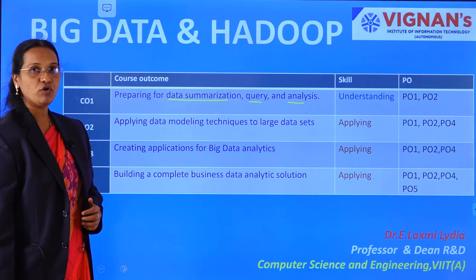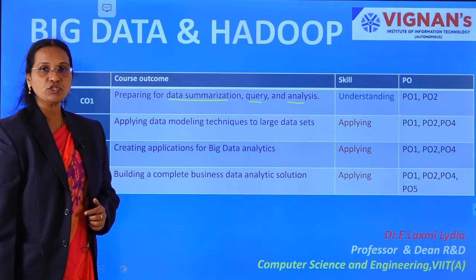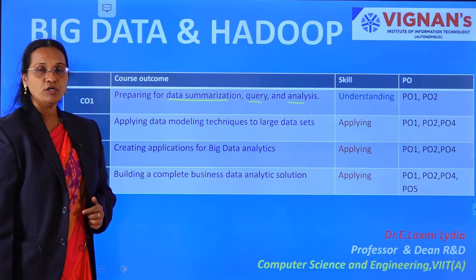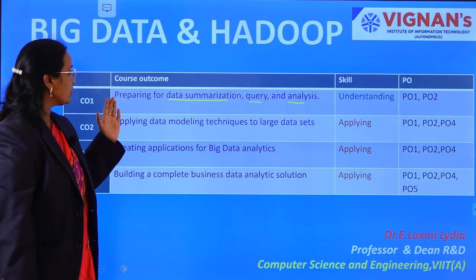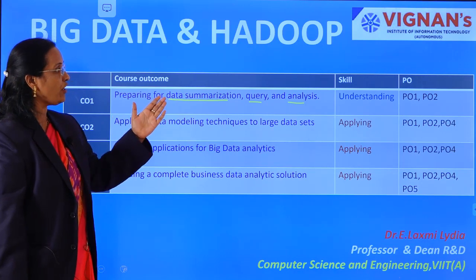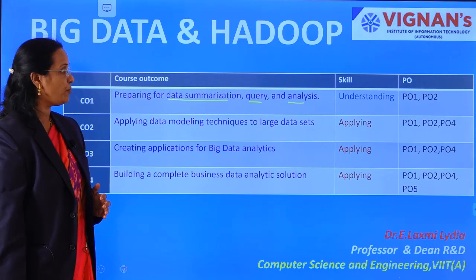the PO1 and PO2. As we know that our institution is accredited to NBA, so we are supposed to achieve all the 12 POs, that is program outcomes. So with the course outcome 1, we are going to achieve the PO1 and PO2.